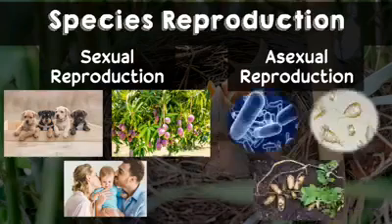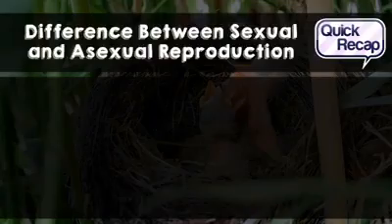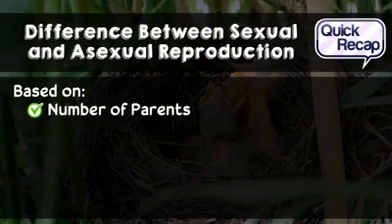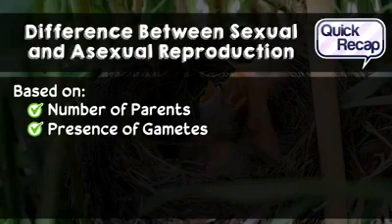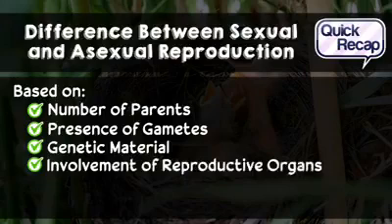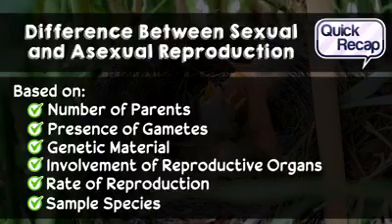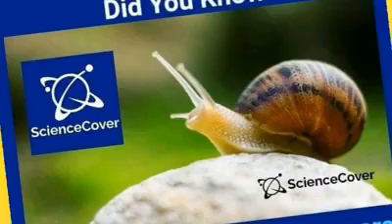So class, before we have the exit, let's have a quick recap. In this video, we discussed the difference between sexual and asexual reproduction based on the following: number of parents, presence of gametes, genetic material, involvement of reproductive organs, rate of reproduction, and lastly, sample species. Now class, for further understanding about the topic, please watch this video.